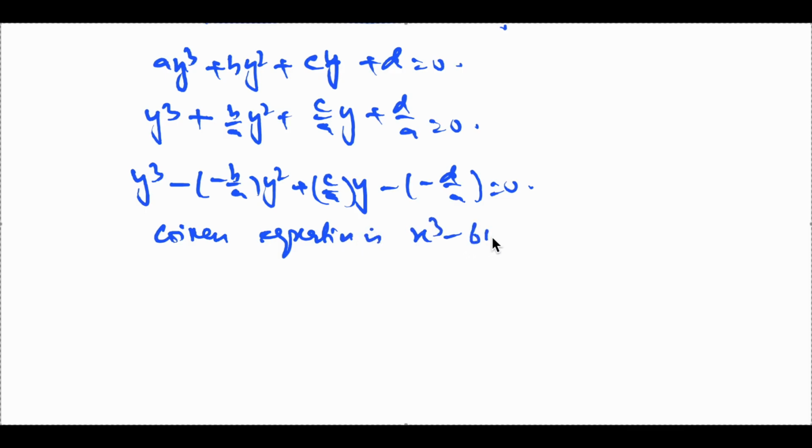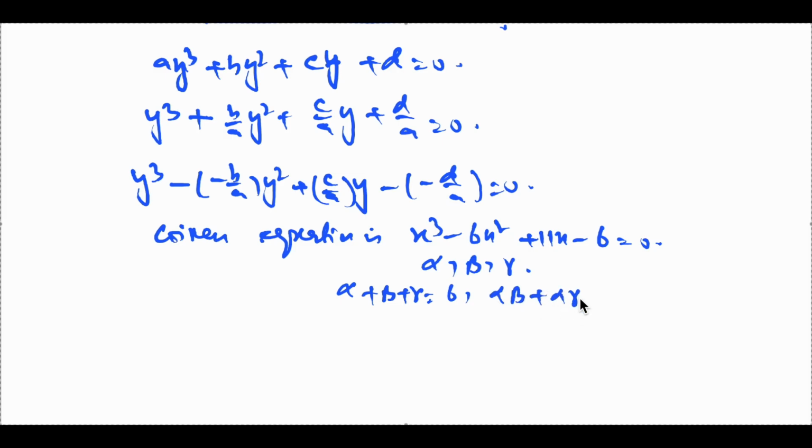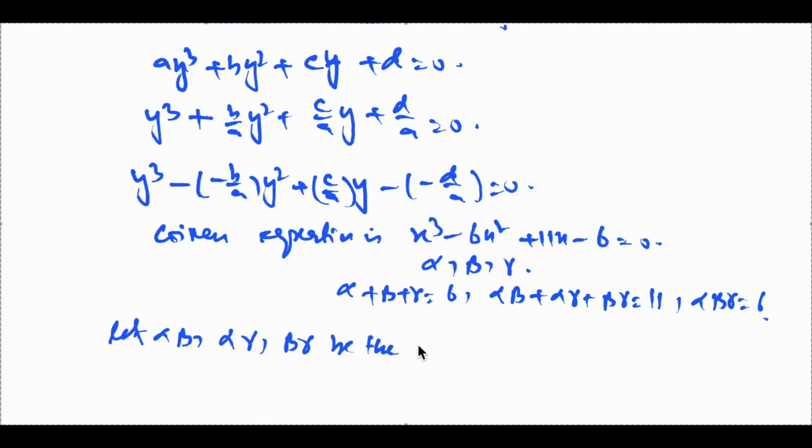Now the given equation is x cubed minus 6x squared plus 11x minus 6 is equal to 0. Its roots are alpha, beta, gamma. So alpha plus beta plus gamma must be 6. Alpha beta plus alpha gamma plus beta gamma is 11 and alpha beta gamma is 6. Now I have to find the value of minus b over a for the required equation. Let alpha beta, alpha gamma and beta gamma be the roots of the required equation.